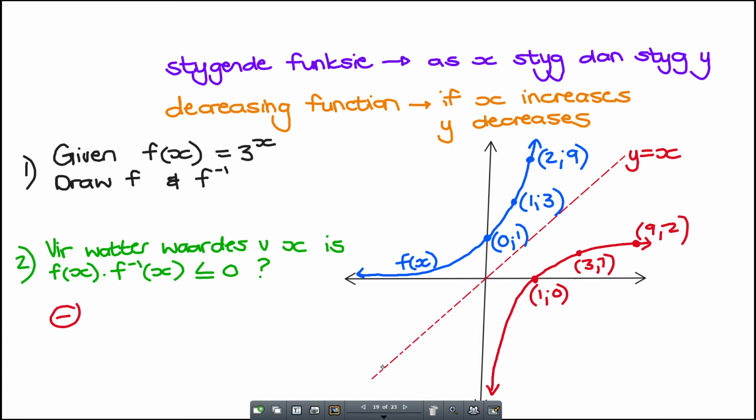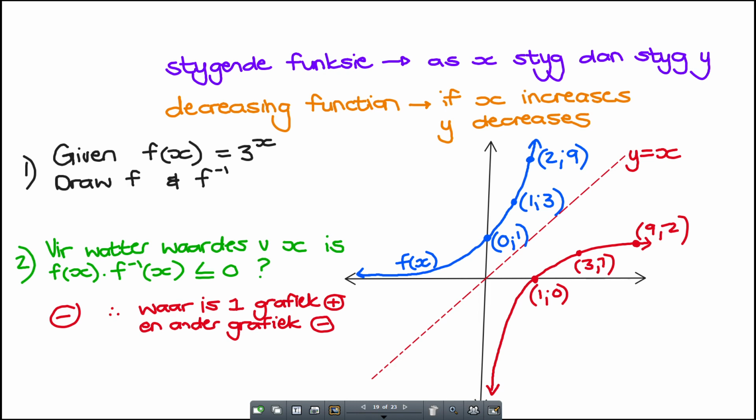Okay, so, where is one graph positive and the other graph negative? Just write it out there for you so you can understand. Where's the one positive and the other one negative? So I'm not saying f must be positive and the inverse must be negative, because it could also be switched around. Okay. Now let's go and look quickly.